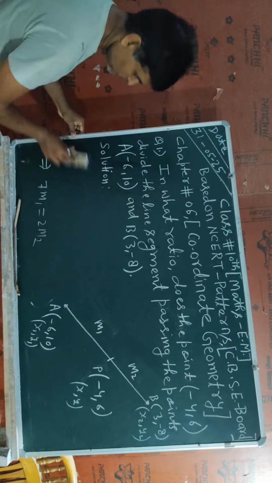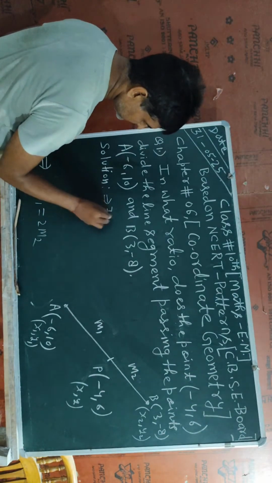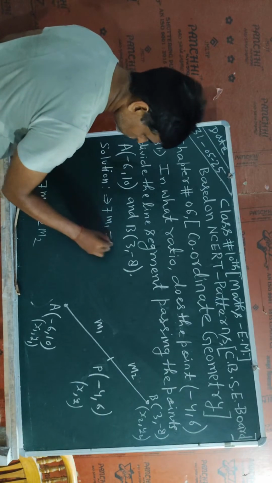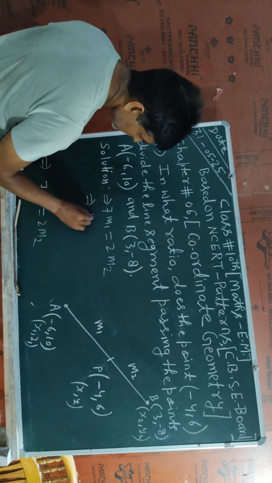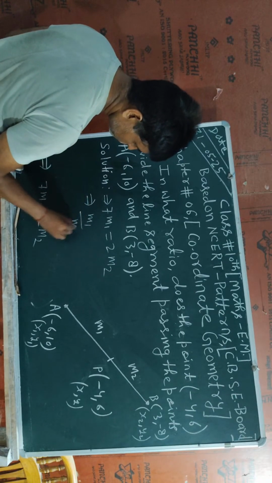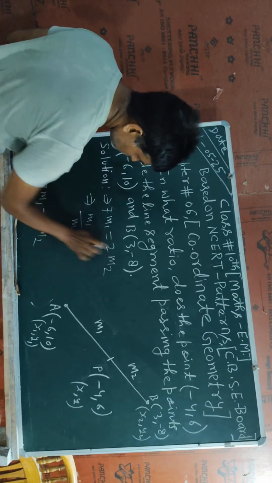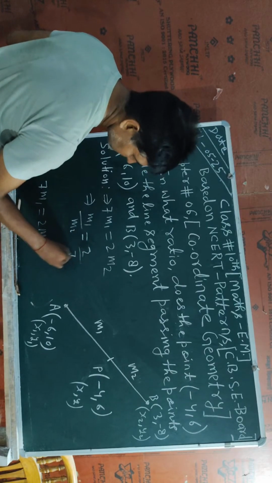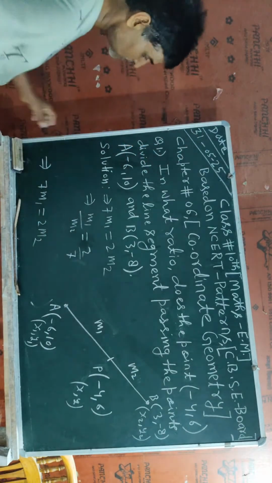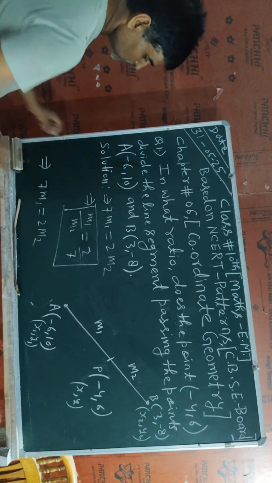So here I can write minus plus 7m1, which is equal to 2m2. Further, I will say m1 divided by m2 is equal to 2 divided by 7. Okay, this is the information, and this information is asked in the question.